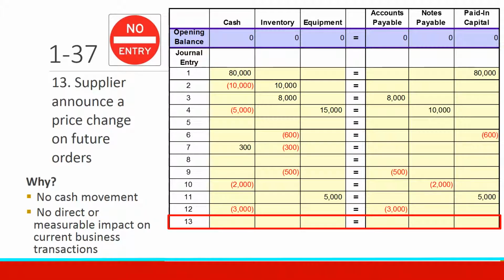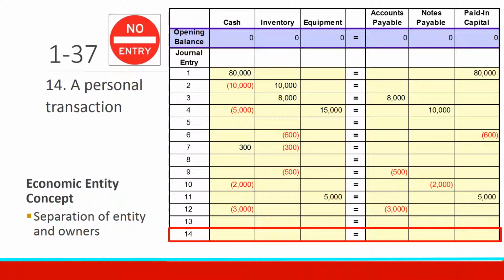In activity 13, 2 of our transmission manufacturers who are suppliers to our business have announced a 7% increase in the prices they're going to charge us in 60 days. So what they're doing is announcing the fact that on future orders, there will be a price change. So we're not going to record a journal entry. And the reason for that is there's no cash movement and there's no direct or measurable impact on our current business transactions. The price increase is not affecting any orders that we presently have with the supplier.